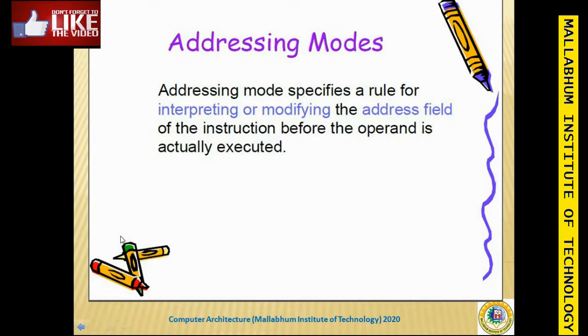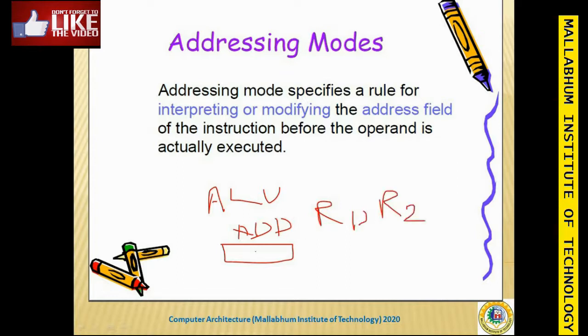Now the ALU, arithmetic logic unit of the CPU, executes the instruction dictated by the opcode field of the instruction. That means in an instruction, suppose this is your instruction, add R1 comma R2. So this is your opcode and this is your operand. Depending on the opcode field, the instruction is executed by the ALU.